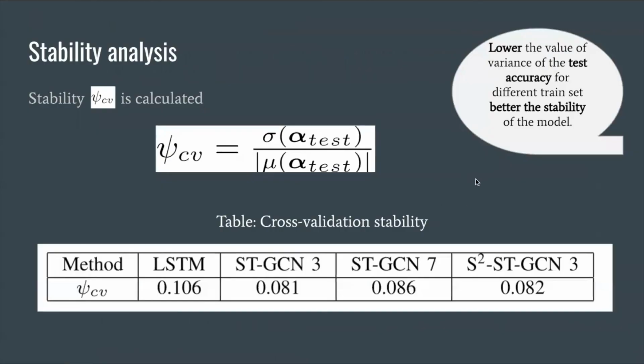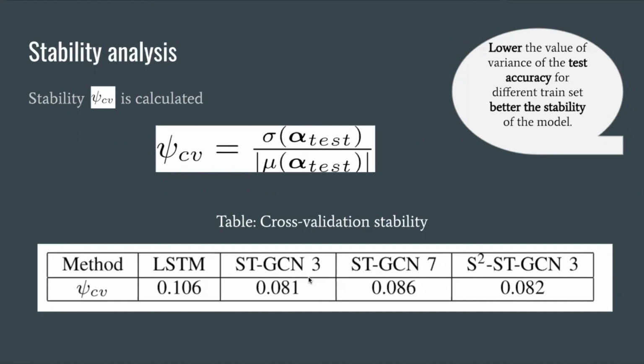At the end, I'll just talk about the stability analysis. This is cross-validation stability, where I'm training the system with different samples of the dataset and testing with a single test set. The accuracy on this test set should not vary a lot. If it varies a lot, the system is not stable. So the lower the variance of the test accuracy, the better the stability. So the lower this value of psi, the better stability I get.